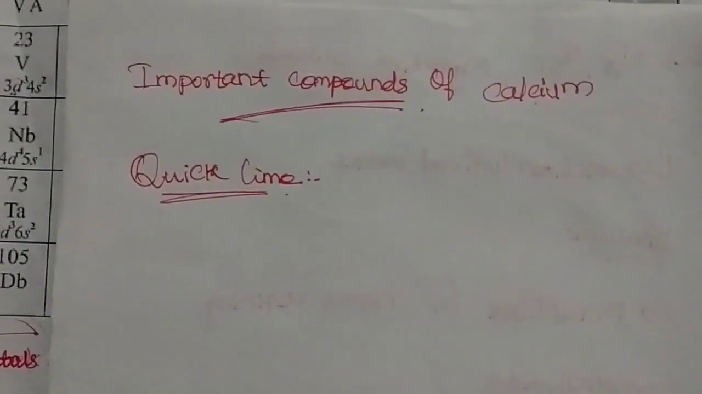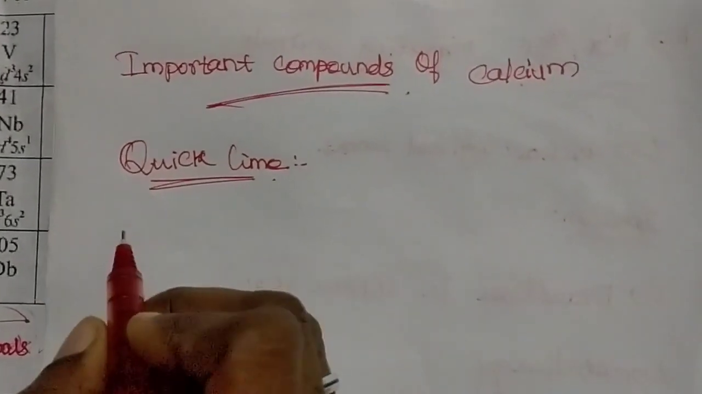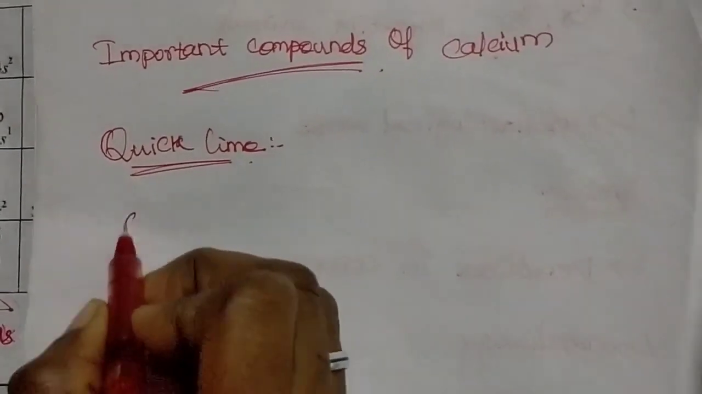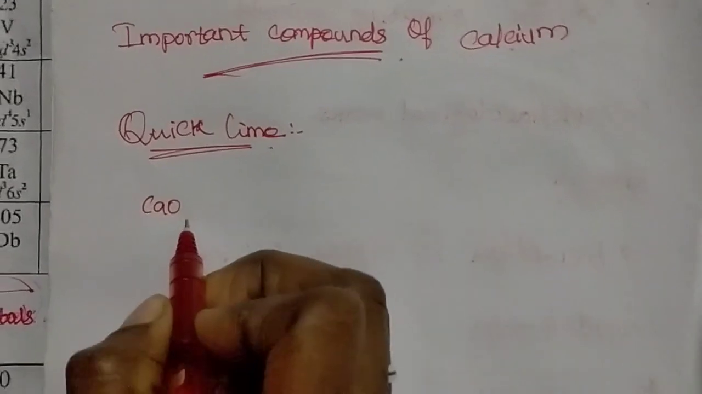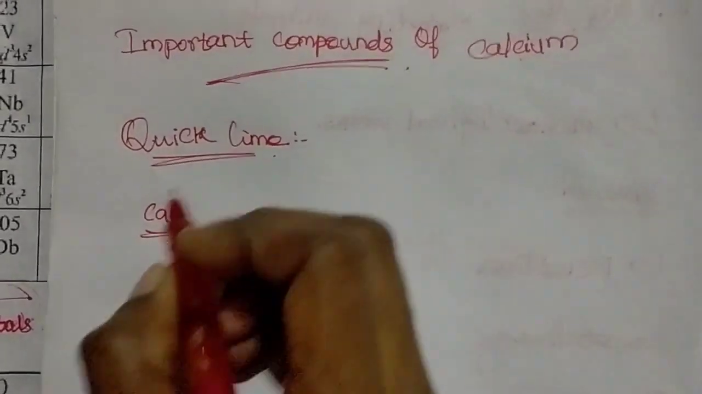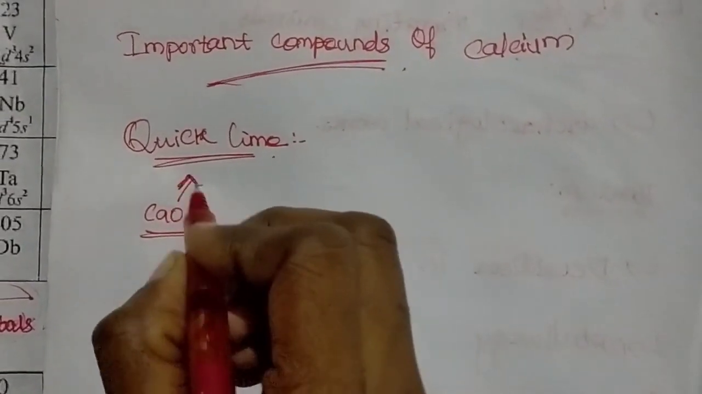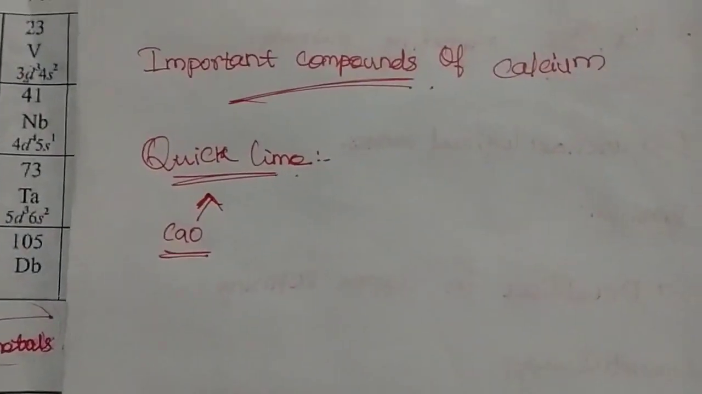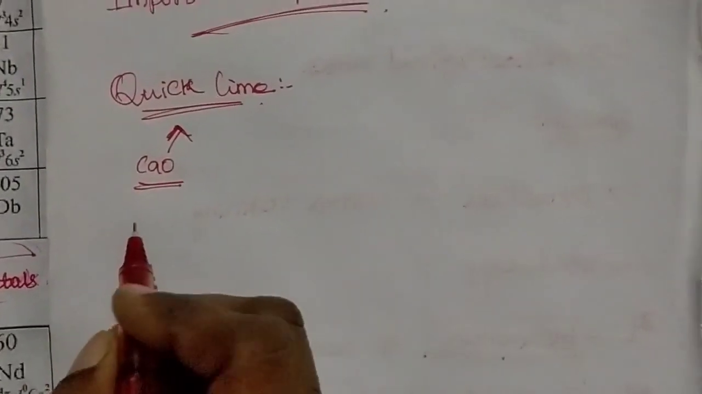So quicklime is calcium oxide, CaO. This is the chemical formula of quicklime. Let's see the preparation of this quicklime.